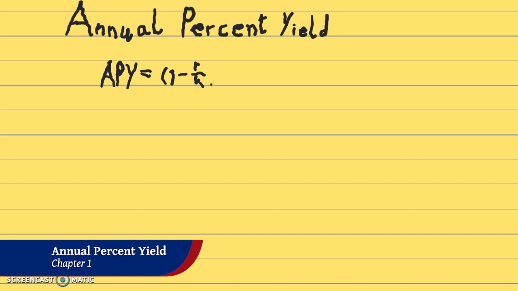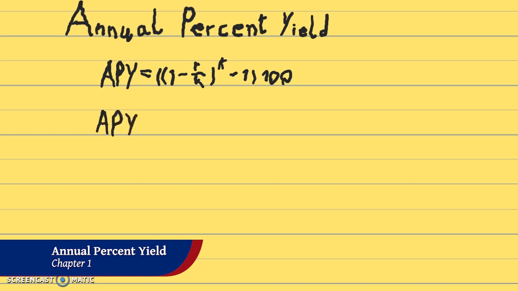The formula for annual percent yield is (1 plus r over k) to the k, minus 1, times 100, where r is the annual percent rate or nominal interest rate, and k is the number of compounding periods in a year. Now for an example.